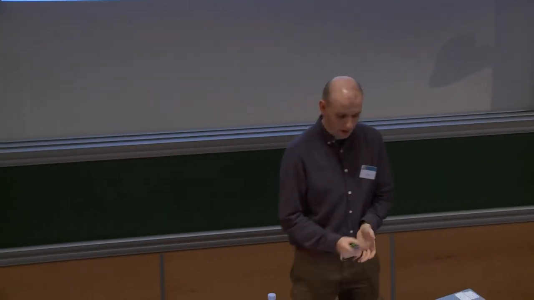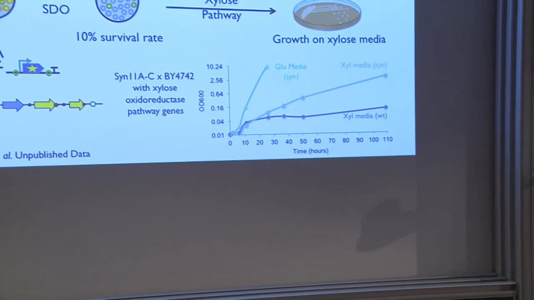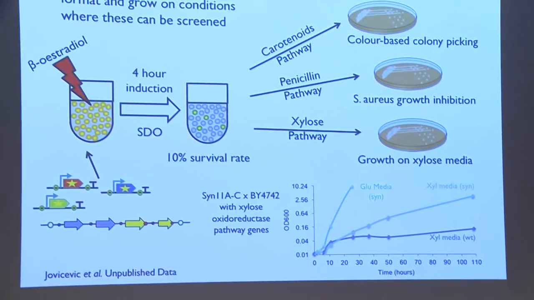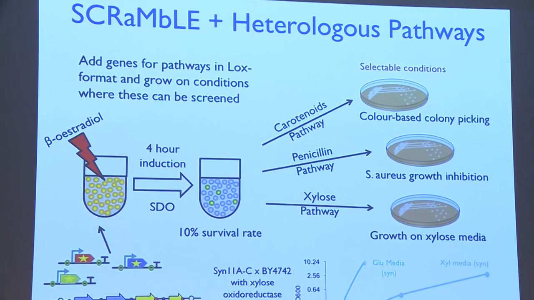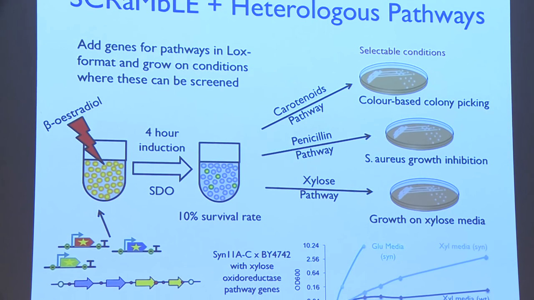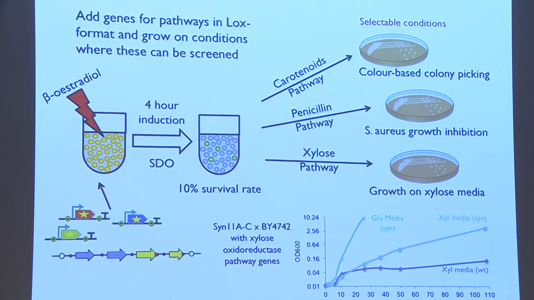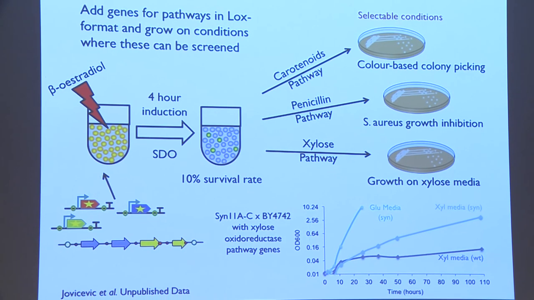Where we're going with this kind of work is that we think that the scramble plus the heterologous pathways is of good interest. So we could put our carotenoid pathway, pen pathway, xylose pathways in cells that have partially synthetic chromosome regions or even full synthetic chromosomes. We can induce this scrambling system, and what that does is that creates a whole diversity of different yeast strains that your metabolic pathway is operating with, and some of those may be more favorable.